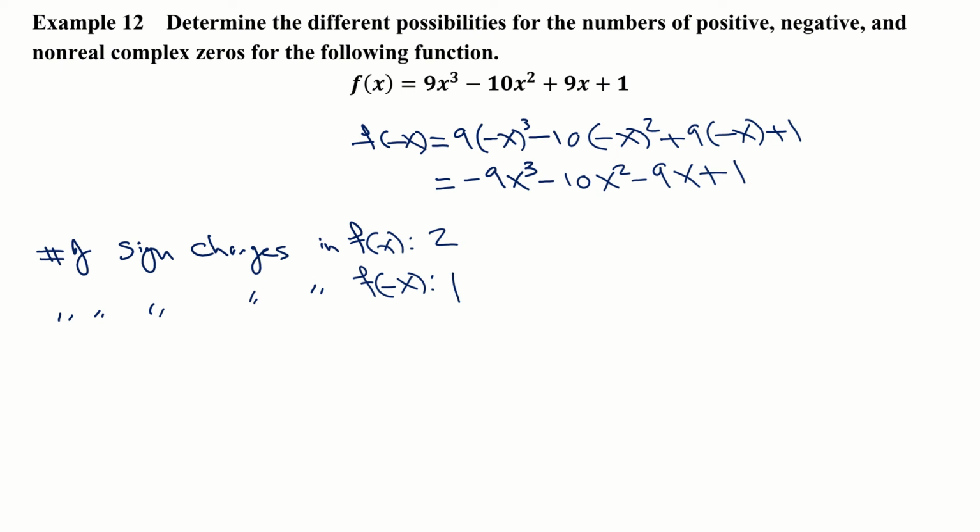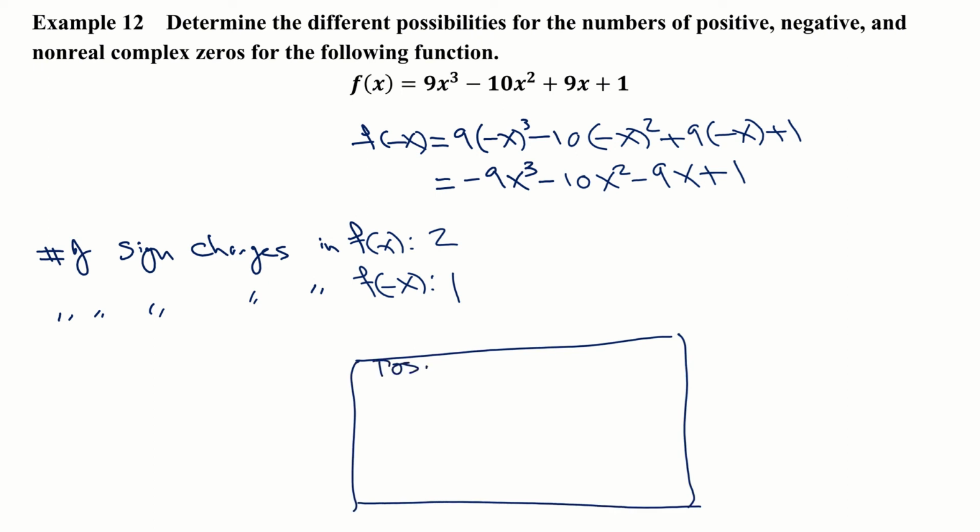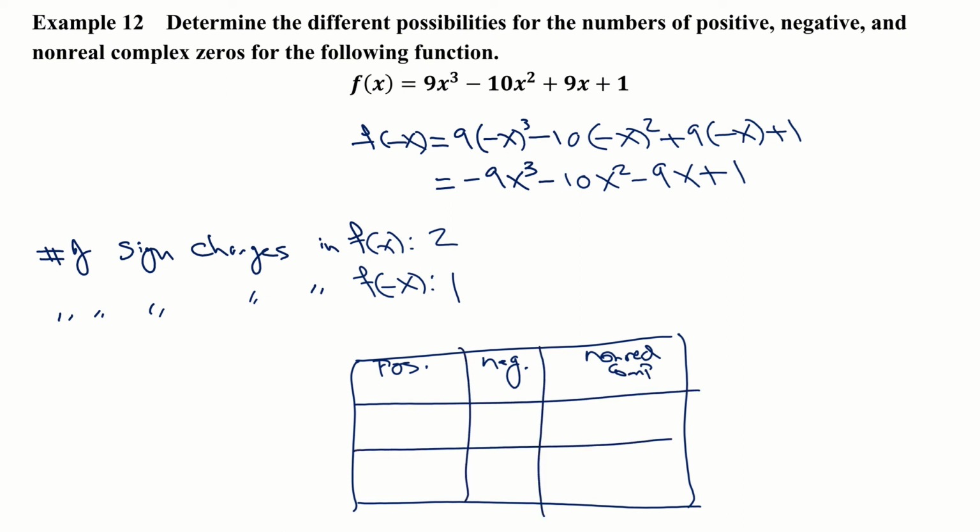All right, so now we can set up a table to answer quickly the questions asked. In our table, we'll write the possible number of positive zeros, negative zeros, and non-real complex ones, right? Now, we know that we're looking at a total of 3 zeros because it's a third degree polynomial, right?